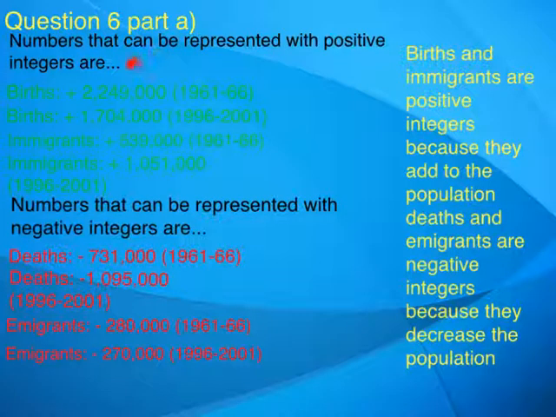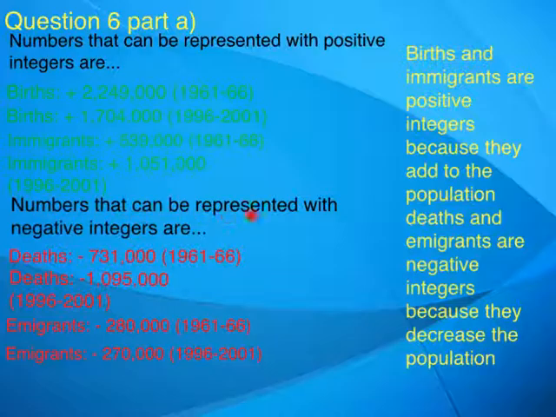Question 6, Part A. Numbers that can be represented with positive integers are 2,249,000 births from the year 1961 to 66, 1,704,000 births from the year 1996 to 2001, 539,000 immigrants from the year 1961 to 66, and 1,051,000 immigrants from the year 1996 to 2001.